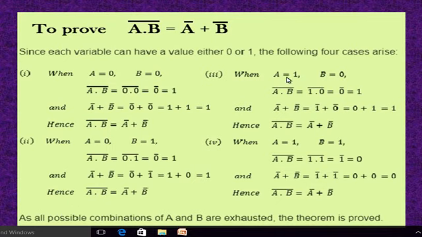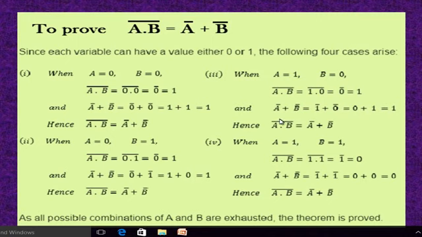What about case 3? A is equal to 1, B is equal to 0. Therefore, A dot B means 1 dot 0, and complement of 1 dot 0, that is complement of 0, will be 1. Now RHS, A complement plus B complement, 1's complement plus 0's complement, that is 0 plus 1. 0 plus 1 will be 1. So in this way, LHS is equal to RHS.